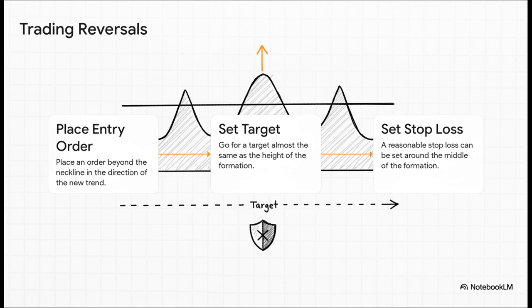For your profit target, a common method is to measure the height of the pattern, from its peak down to the neckline, and then project that same distance downward from the breakout point. And of course, for risk management, you'd place a stop-loss order somewhere in the middle of the formation to protect yourself in case the pattern doesn't play out.